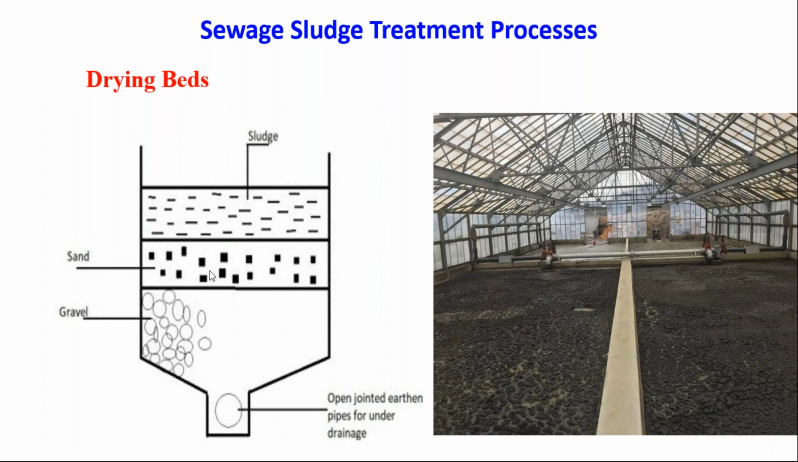So this is the sludge, different types of sands and their sizes and their thickness, different layers, and here gravels can be set out, and in this way also you can separate out the water and you can dry the sewage. So this is the actual photograph of the mechanism or the plant where this drying of sewage can be done.